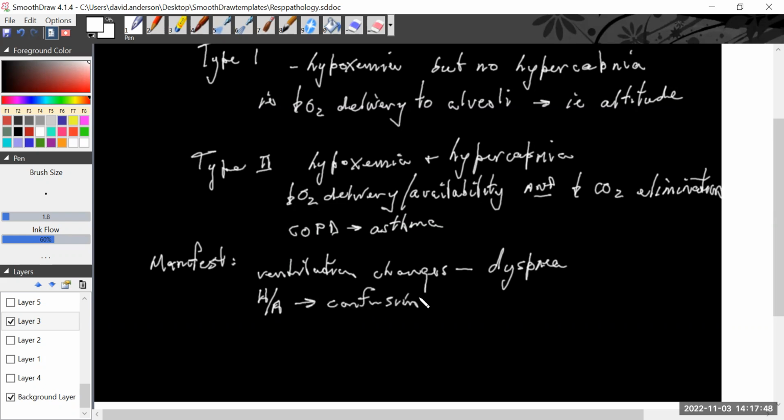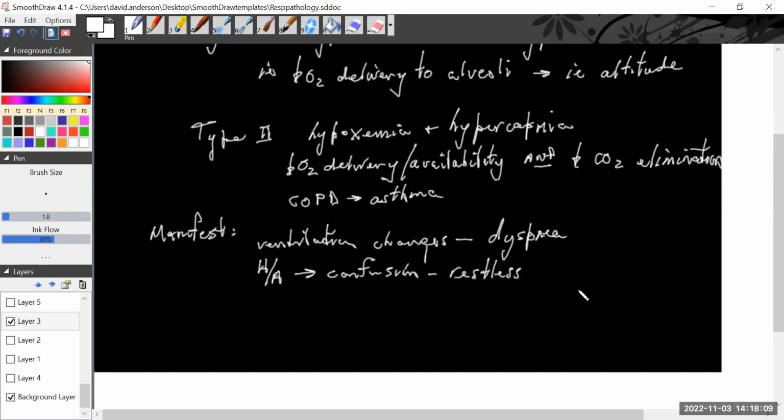If it's allowed to progress, they may get restless. Because again, the nervous system may not be able to identify the problem early on, but it's going to become agitated as a result of it. And so, like most things, the neurons are most sensitive to changes in their environment. So a lot of the early signs and symptoms will come from the nervous system as far as that goes. So early on we're going to get probably an increased rate and depth of breathing.